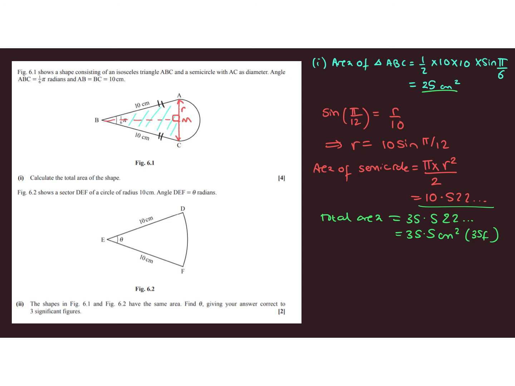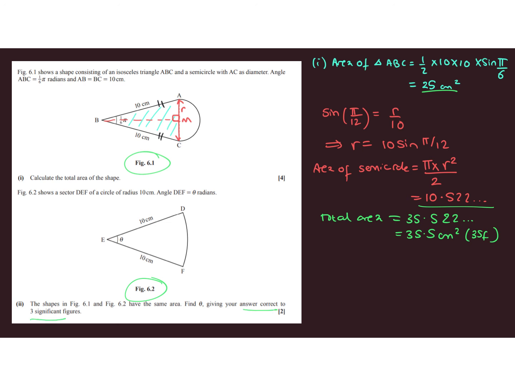Now, figure 6.2 shows a sector DEF of a circle radius 10 centimetres, angle DEF equals theta radians. The shapes in figures 6.1 and 6.2 have the same area. Find theta, giving your answer correct to 3SF.